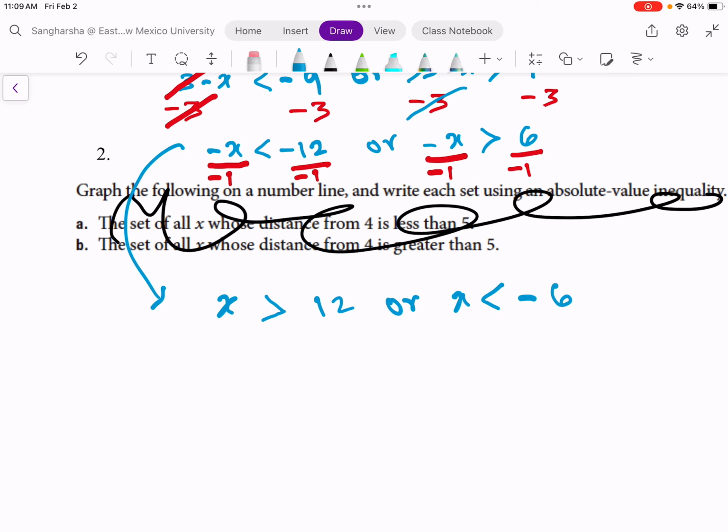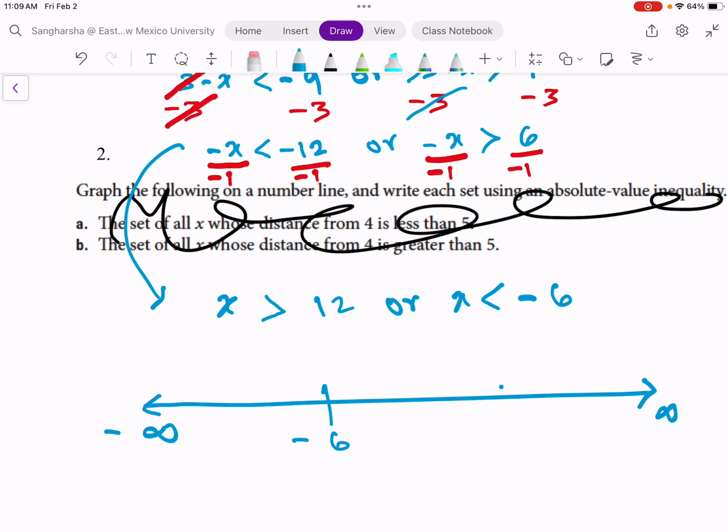Now we draw a number line. We have negative infinity, positive infinity, negative 6, and 12. Now at negative 6, do we have an open circle or a closed circle? Open, because we have strictly less than, there is no equal to sign, so we're going to have an open circle at negative 6. What about positive 12? Closed circle or open circle? Open, right? There is no equal to here, so we have open.